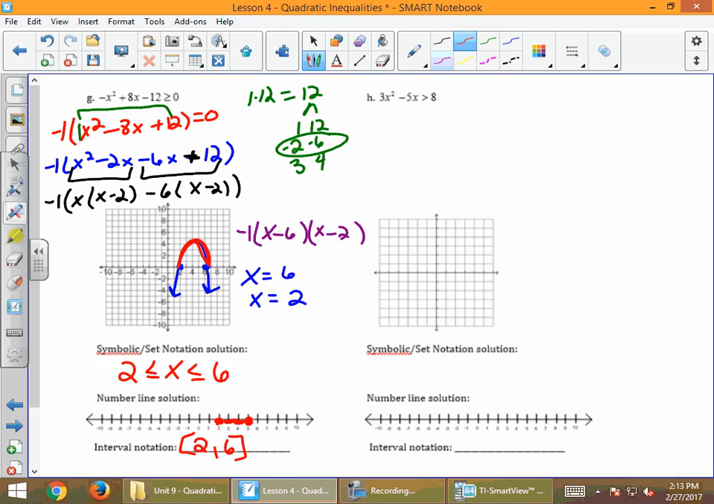One more. So now it's about H. So are inequalities set to 0? No. There's that 8 on the other side, right? So what do we think we have to do with that 8? Subtract it. Move it over. And I'm getting 3x squared minus 5x minus 8 is greater than 0.